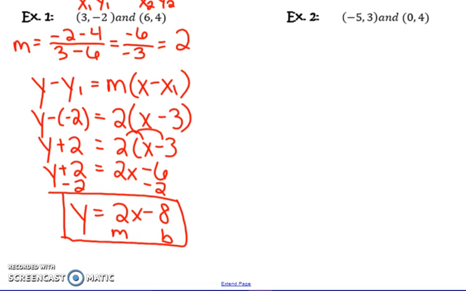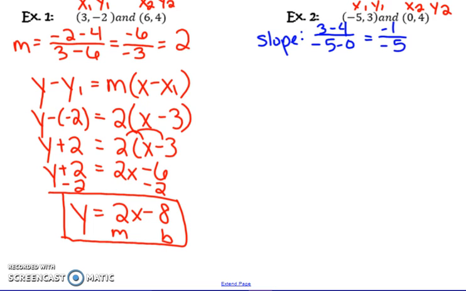If we look at the second example, again, I'm going to start by labeling my points, x1, y1, x2, and y2. So to find my slope, and I'll do this one in a different color so as not to be confused, we get 3 minus 4 over negative 5 minus 0. Well, 3 minus 4 is negative 1. Negative 5 minus 0 is negative 5. And we know that a negative divided by a negative gives us a positive. So my slope is positive 1/5.